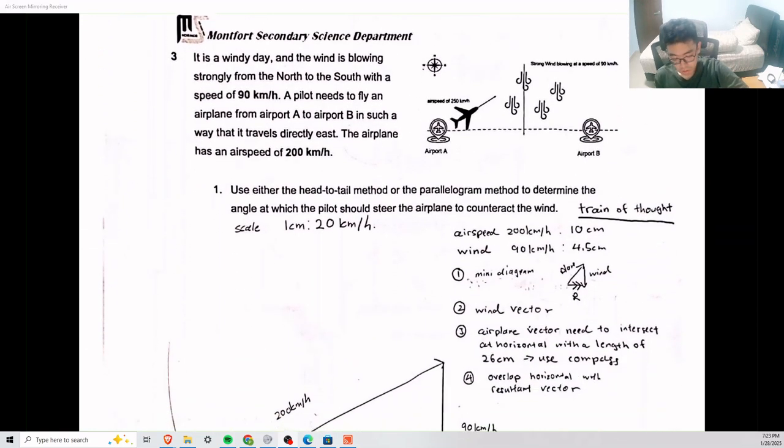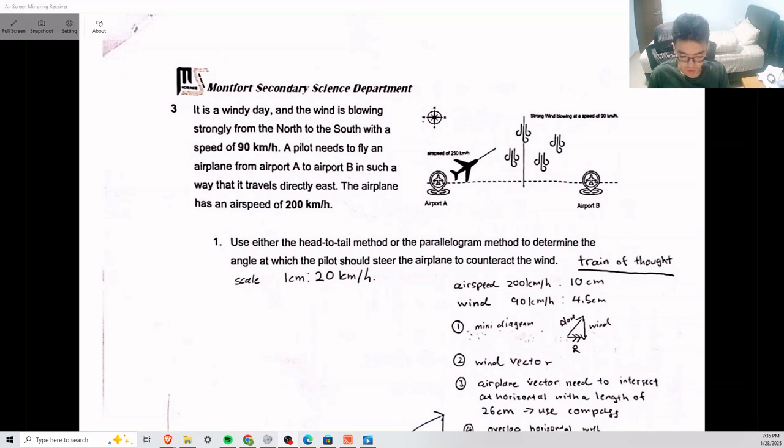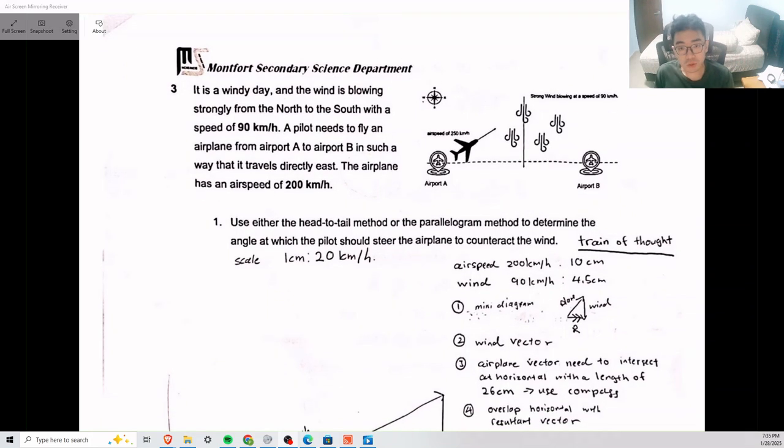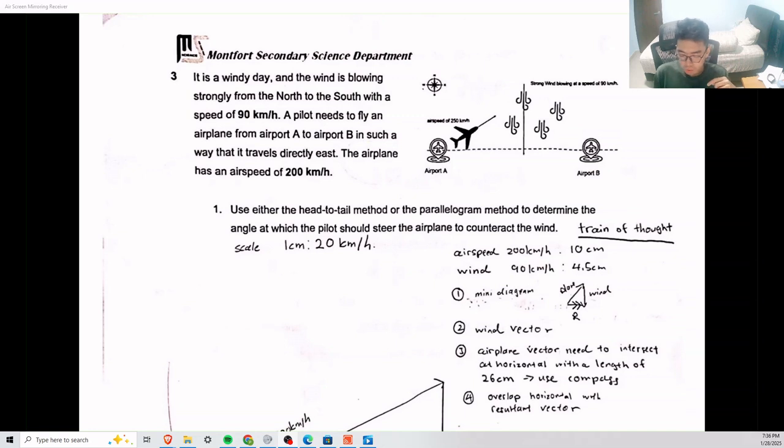Now, we continue with question 3. This is the question that I think many students ask me, either face to face or by email. So let's take some time to go through this. First thing first, identify the vectors that you are being given. So what do I know first?